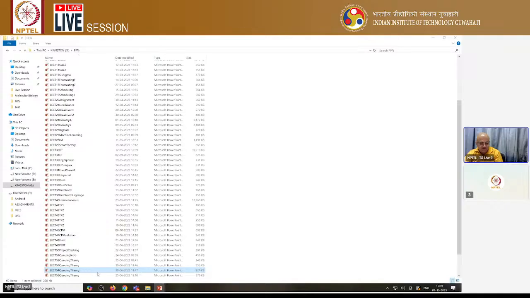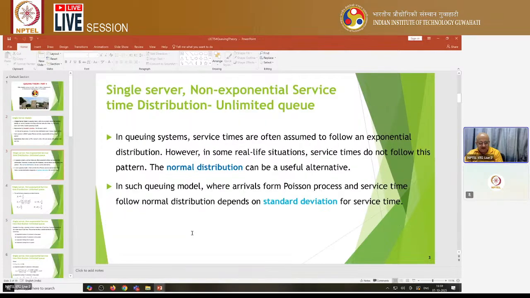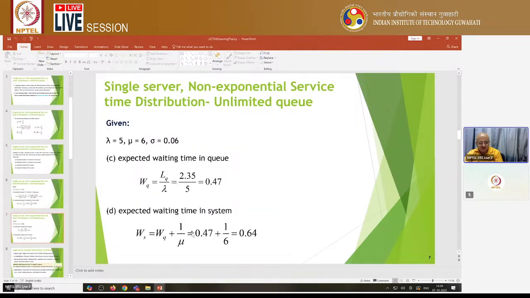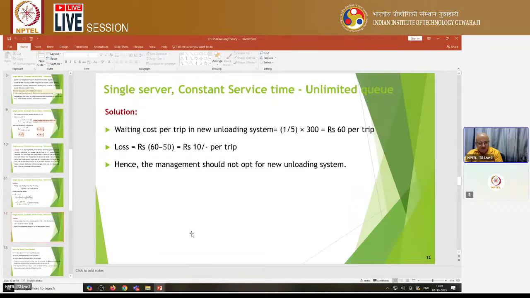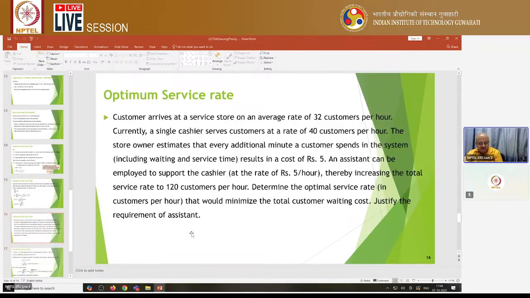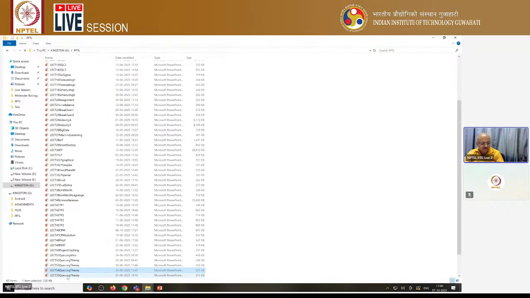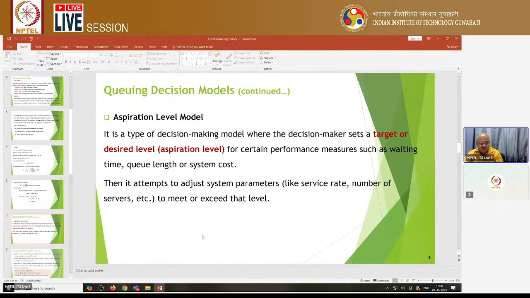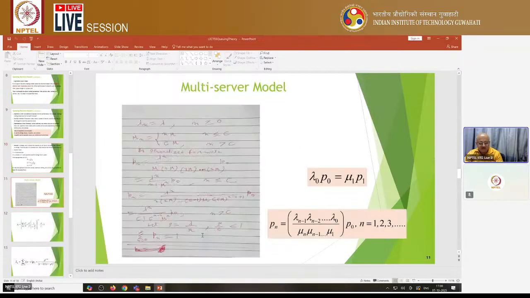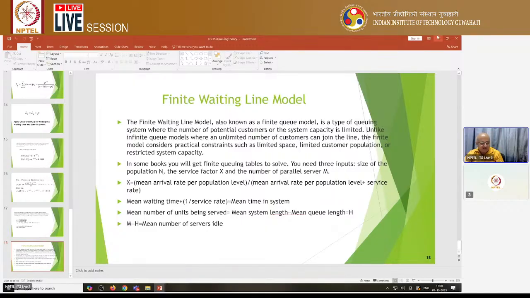And then we also told about the single server model, and then we gave some formulas for non-exponential service time distribution, these expressions are there. And then we also told about optimum service level. And finally, we told a little bit about the multi-server system also. That is the multi-server model. So we just wrote the formula. We did not discuss too much on that.